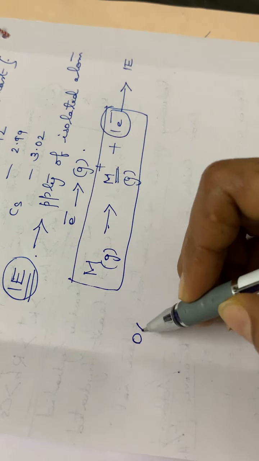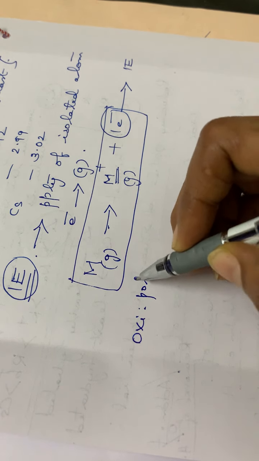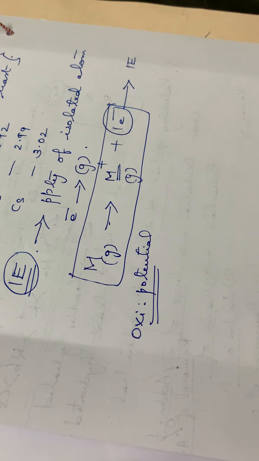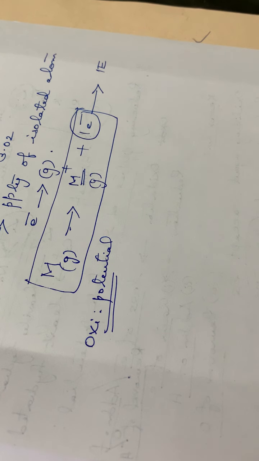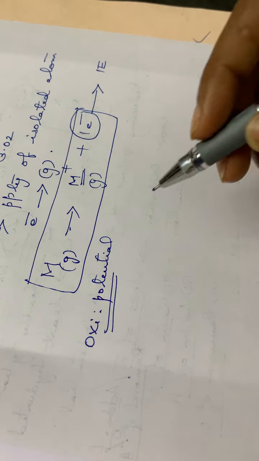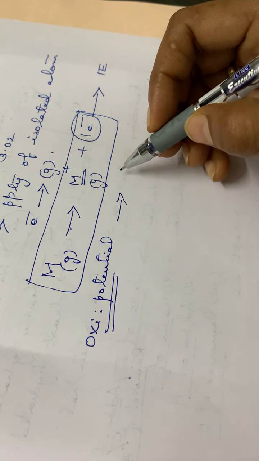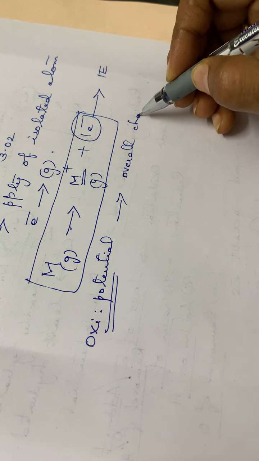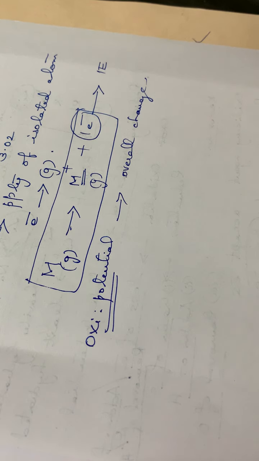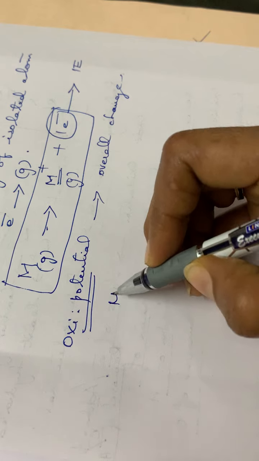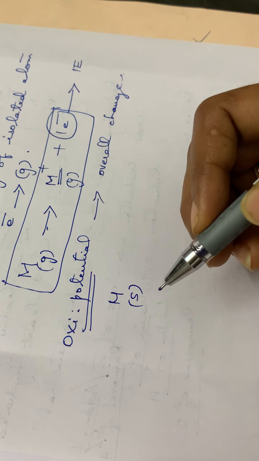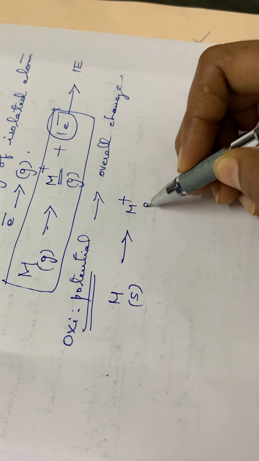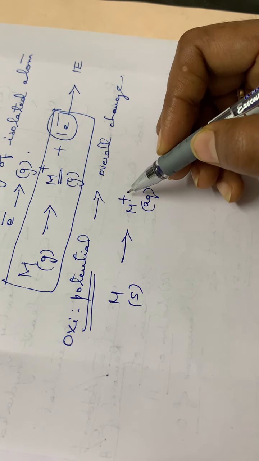But in the case of oxidation potential, it is somewhat different from ionization energy. Oxidation potential represents the overall change taking place in that particular species. That means suppose a metal which is in the solid state has to be converted to metal in the aqueous state, or it is ionized.